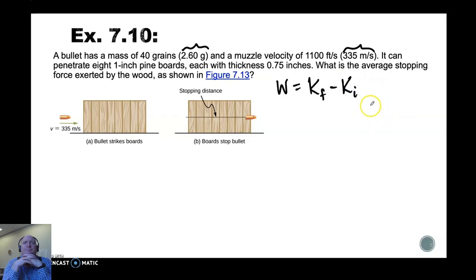Cool. And I mentioned that we need to take into account our friction or our stopping force. So that would be equal to negative F, I'll say sub S for stopping, multiplied by our distance, so I'll say delta X. We'll say that this is the positive X direction.